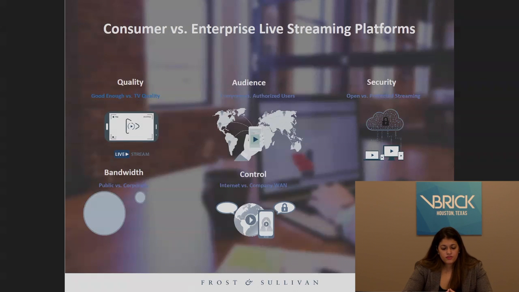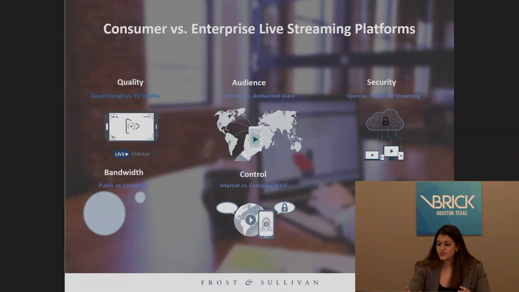So one of the things with the enterprise is that if you're not providing a solution, your employees are going to find it anywhere. For example, if you don't have a cloud file sharing solution, your employees are going to use Dropbox. And that's the case with enterprise video. If you're not providing an enterprise video solution, your employees are going to use consumer video platforms to some extent to make it happen. And we want to make the case for an enterprise video platform here.